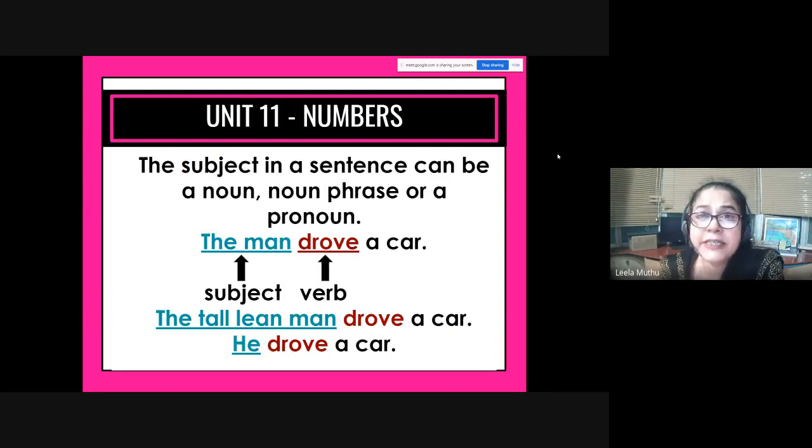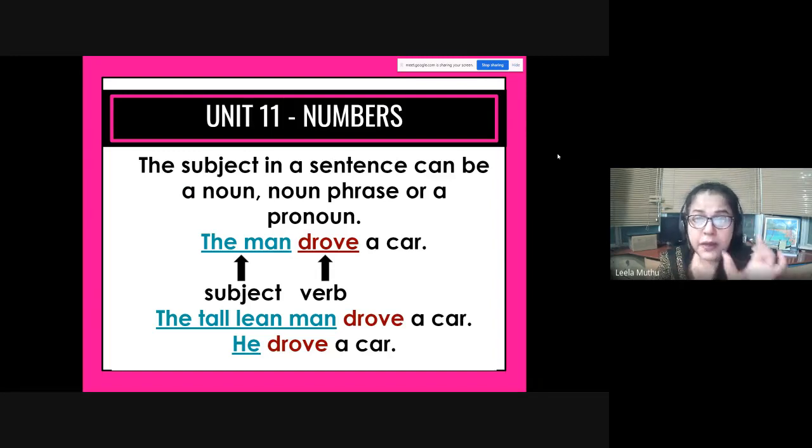So a subject in a sentence can be a noun, noun phrase, or a pronoun. You know that. We just went over it. So let's look at this sentence. The man drove a car. Here the subject of the sentence is the man. The verb is drove, right?